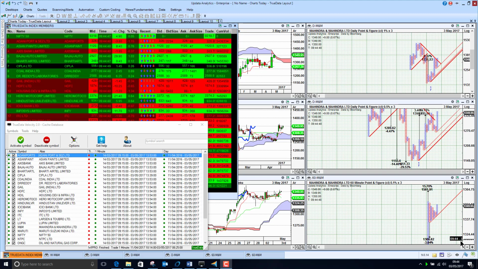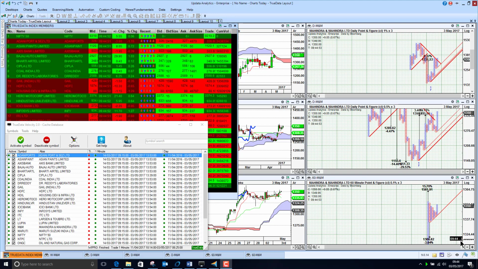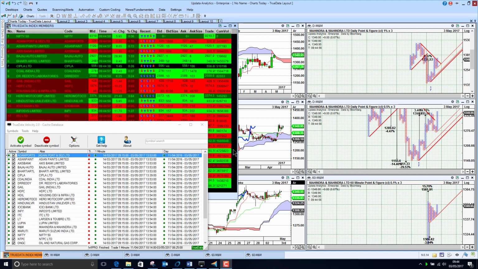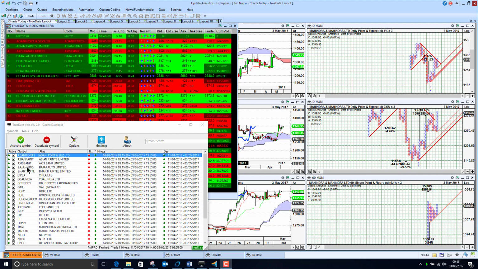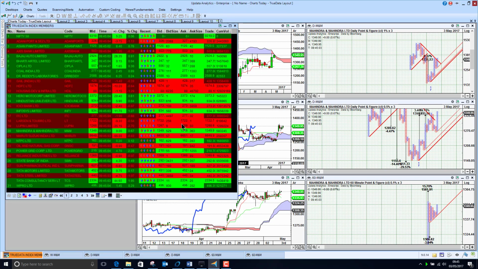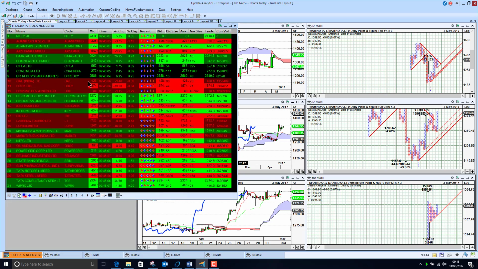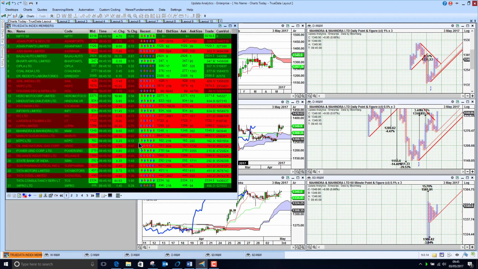So this is Updata Analytics running on the TrueData Velocity 2 feed, which covers the Indian stock market. And you can see here, you need your TrueData Velocity database running with your symbols configured. But once you have that, then in Updata, it's really powerful. So we see here the Sensex 30 index with all the instruments updating away.